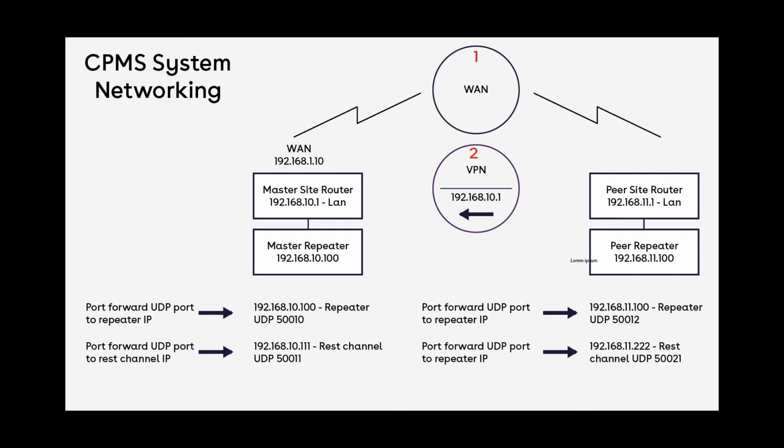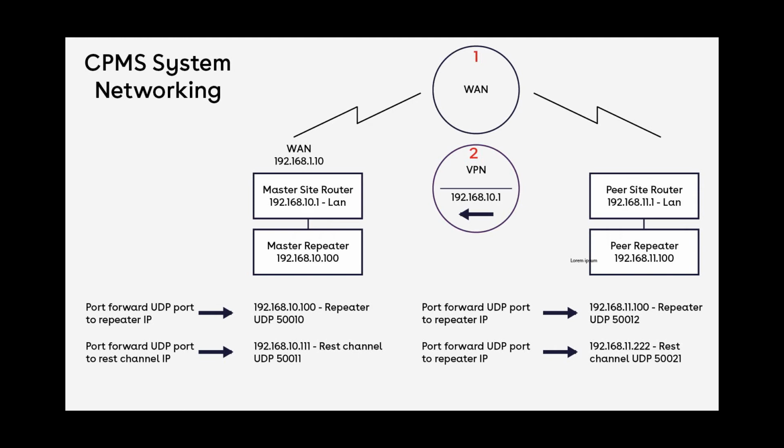Or you can set up a VPN and you can point towards the master repeater's local IP address. Since this was set up in the lab, I've used the WAN IP address of 192.168.1.10, and that is the IP address that's referenced in my peer repeater. Because I'm using the WAN IP address of the site router, I need to do some port forwarding. This is because once the traffic arrives at the site router, the router needs to know what to do with that traffic, and it needs to forward the UDP traffic to the master repeater.